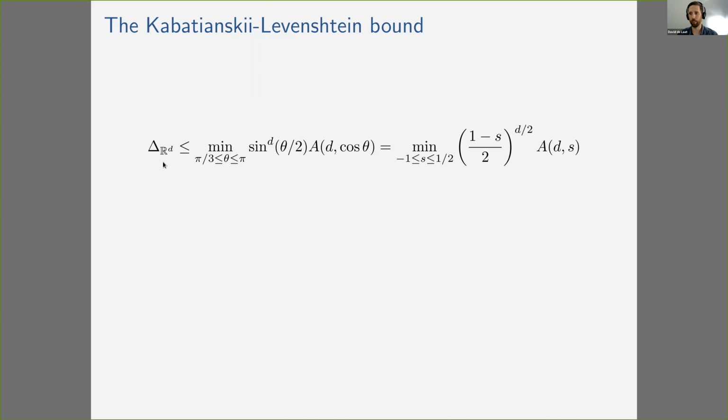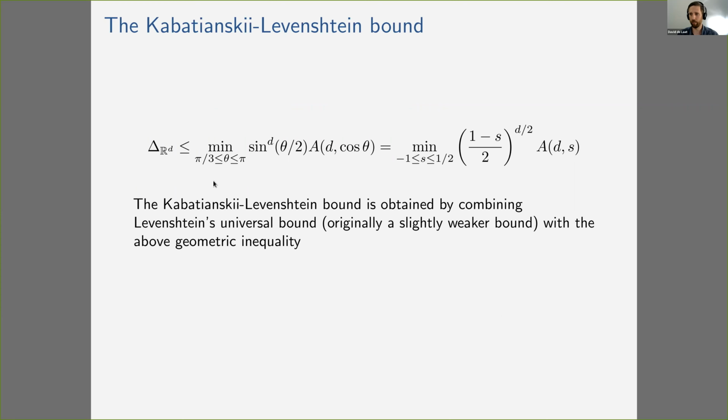And then if you combine this with the universal bound on the previous slide, you get the Kabatiansky-Levenshtein bound. Actually, originally it is slightly weaker, but that is not so important. Combining it with the above geometric inequality gives you the best known asymptotic sphere packing upper bound. As you can see, this has the same shape as the 2 to the minus d, which is the best known lower bound up to sub-exponential factors. Of course, this means there's an exponential gap, but at least it has the same shape.